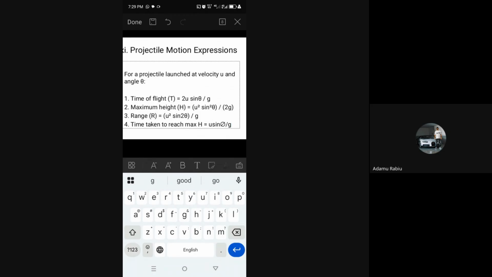Maximum height is u square sine square theta over 2g. Range is u square sine 2 theta. Please note those differences. Maximum height is u square sine square theta over 2g. Range is u square sine 2 theta over g. Students normally mix them up, maximum height and range.